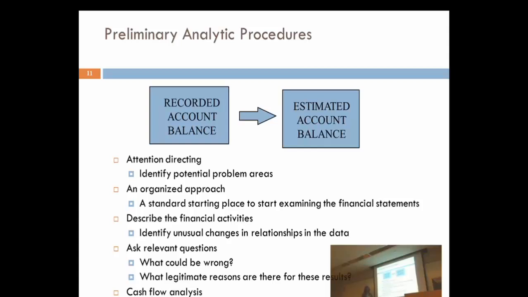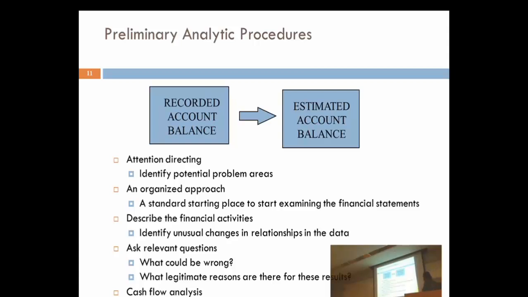Identify any unusual changes in the relationships in the data. So if you see that sales has doubled, for example, but you don't see a corresponding change in the allowance for doubtful accounts, maybe there's no problem, but you expect to see as sales go up, accounts receivable increase, and you would expect to see some relationship to allowance for doubtful accounts, perhaps. What you're going to do at that point is not say, okay, there's a problem, it's a potential problem. What could be the cause of that problem?